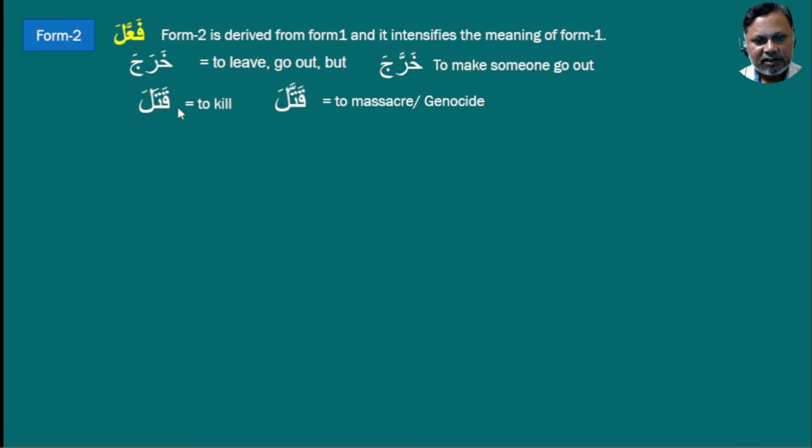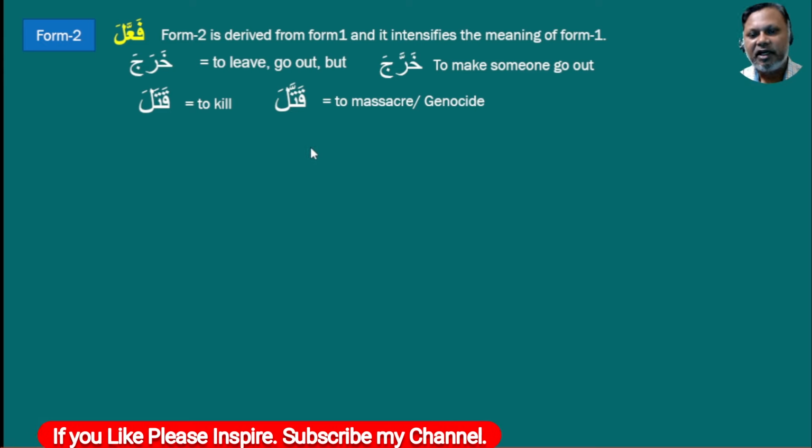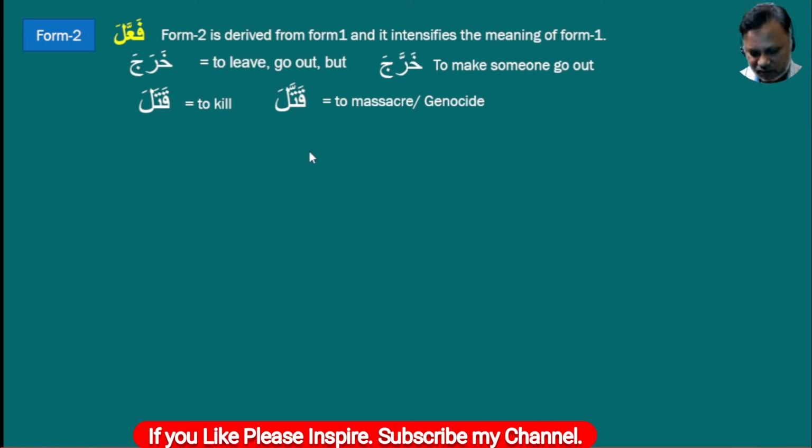You see, this is the family. Katala is the main tree, and kattala is a branch of this tree. If we do not have these branches, then how can we express this type of event, like massacre or genocide? You cannot express these events without the intended verb. So new branches for each family are required. That's why each family has 10 branches, which we will discuss one by one, inshallah.